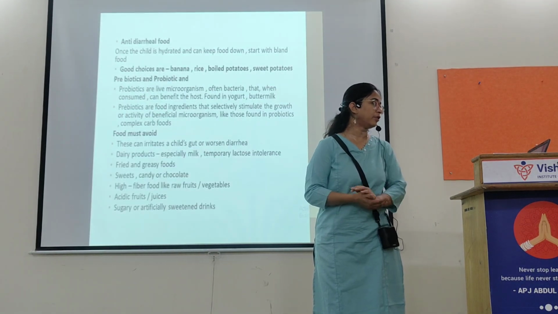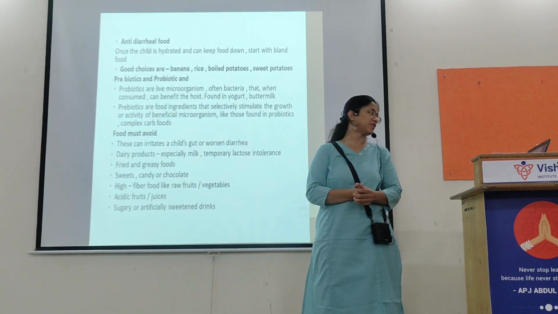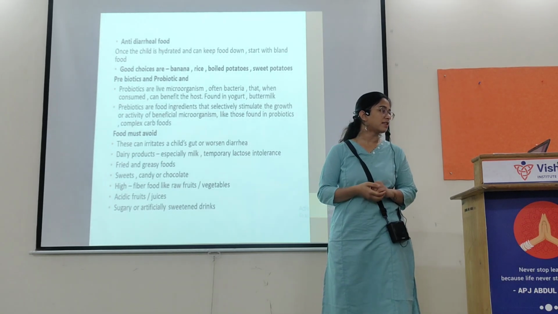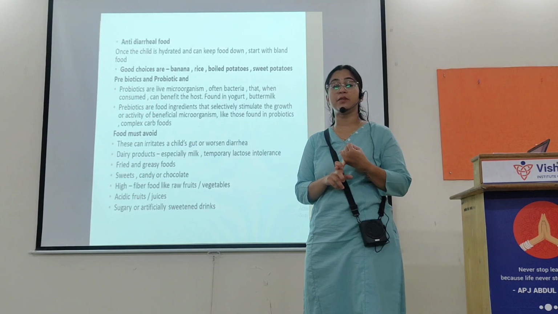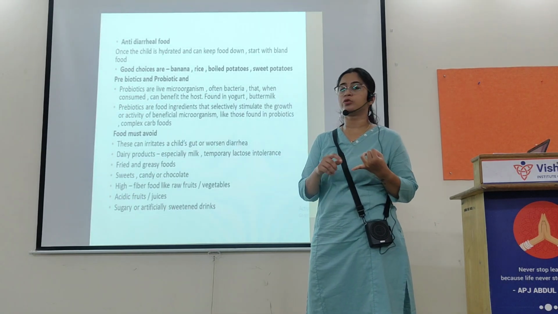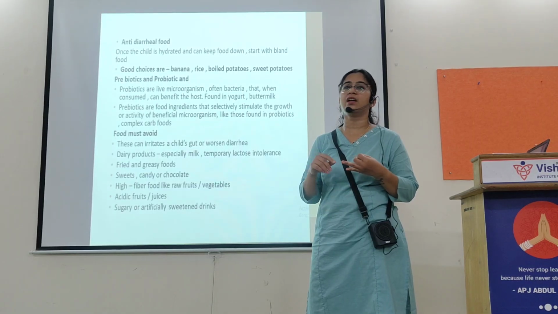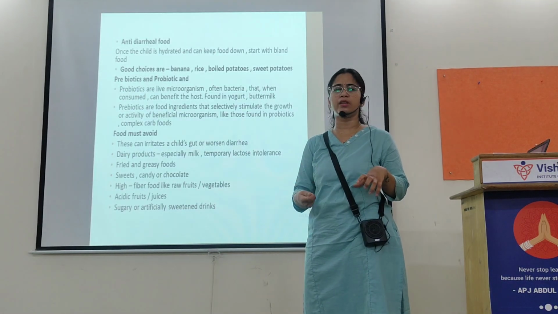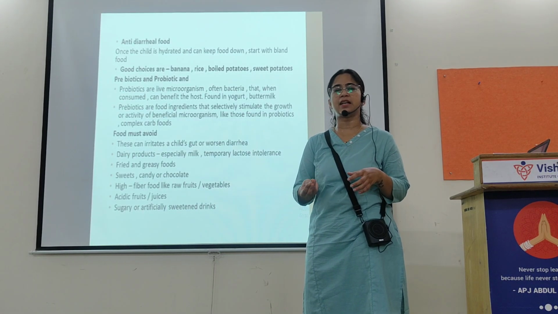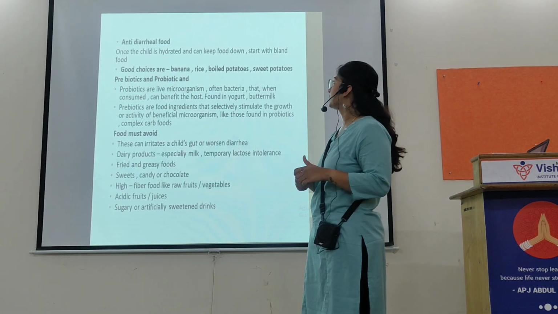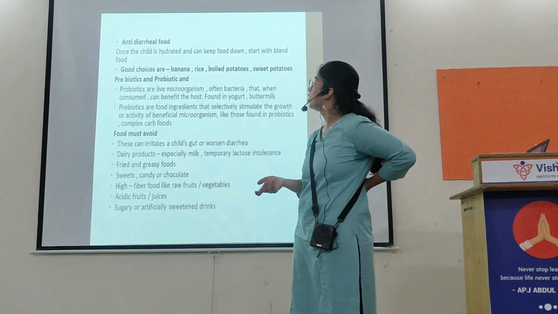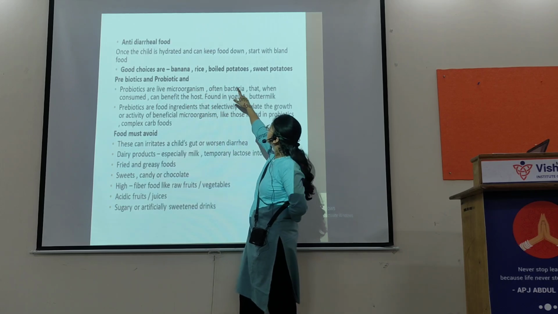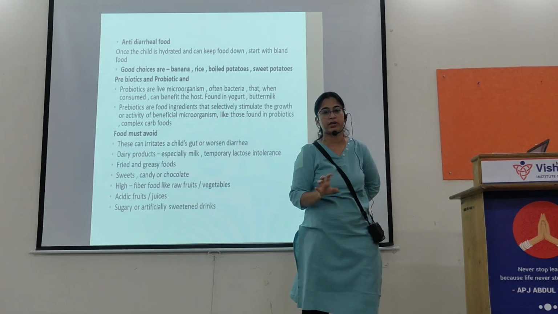Okay, so anti-diarrheal food. Once the child is hydrated and keeps food down, start with bland food. Bland means non-spicy. There are no masalas, no chili powder, no oily content. It must be bland, with only salt or a few small spices like jeera and dhania. Good choices are banana, rice, boiled potato, sweet potato. Why all the starchy food? Banana is a starchy complex carbohydrate, and rice, boiled potato and sweet potatoes are also complex carbohydrate sources.